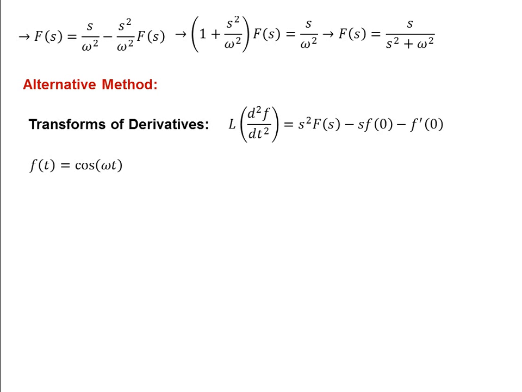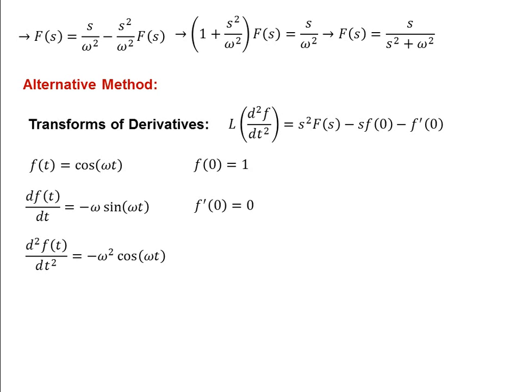So if my function f(t) is equal to cosine omega t, and I assume that t is equal to 0, then f(0) is equal to 1. The derivative of f(t), df/dt, is equal to minus omega sine omega t. If I substitute the initial condition again, I will have f prime(0) equal to 0. So the second derivative of f(t) is equal to minus omega squared cosine omega t.